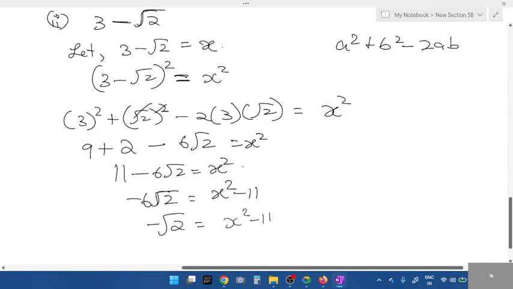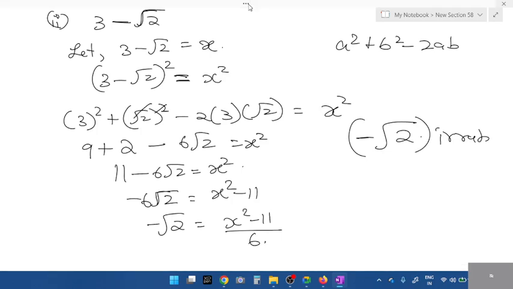X square minus 11 divided by... See, I told you all, what is root 2? Rational or irrational? Irrational. What is minus root 2? Minus root 2 is also irrational.